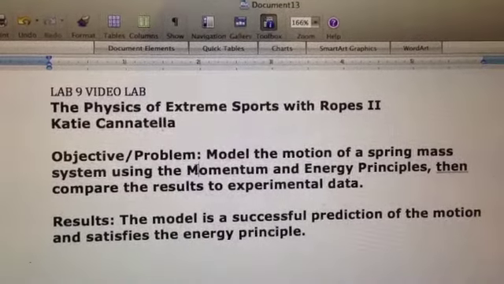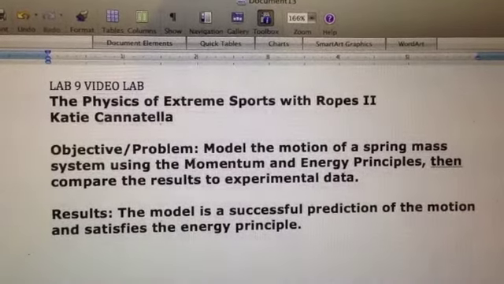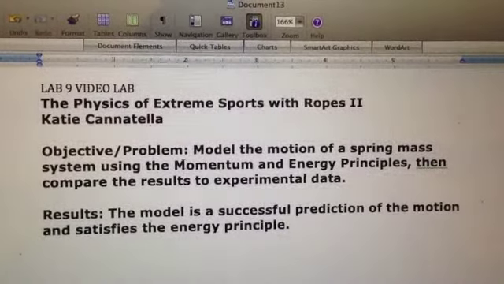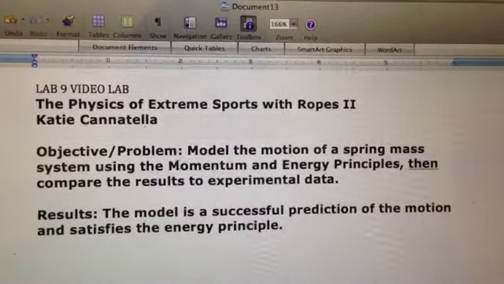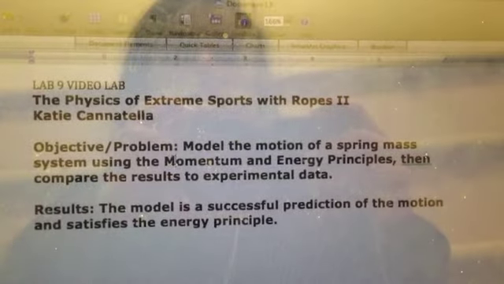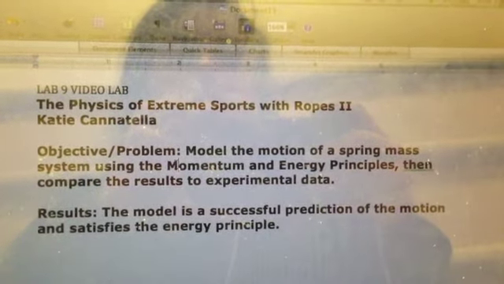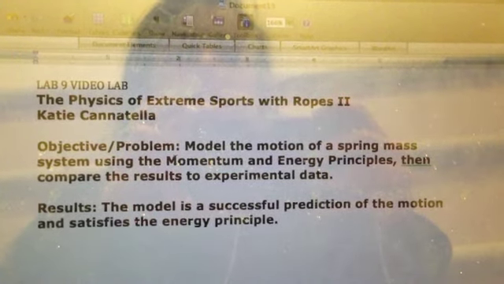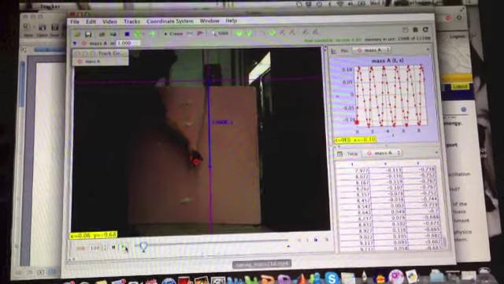My name is Katharine Cannatella, and this is my Lab 9 video lab, The Physics of Extreme Sports with Ropes. The objective of the problem was to model the motion of a spring mass system using the momentum and energy principles, then compare the results to the experimental data. The results were that the model is a successful prediction of the motion and satisfies the energy principle.